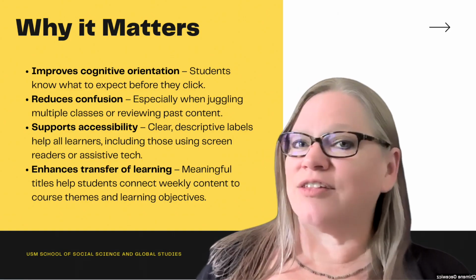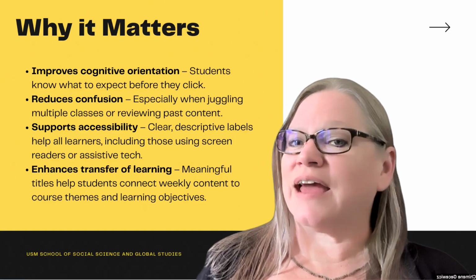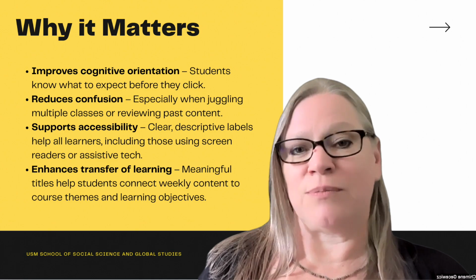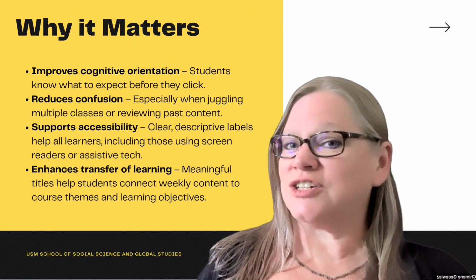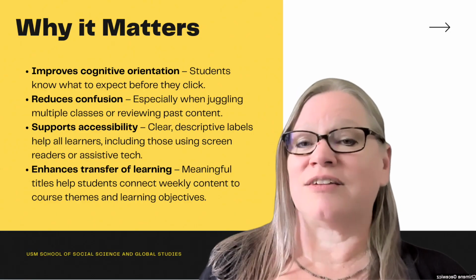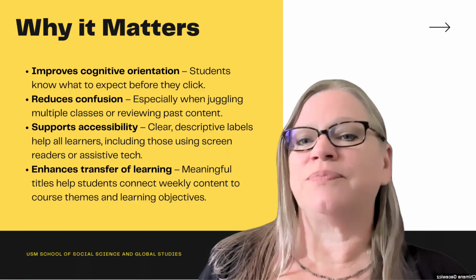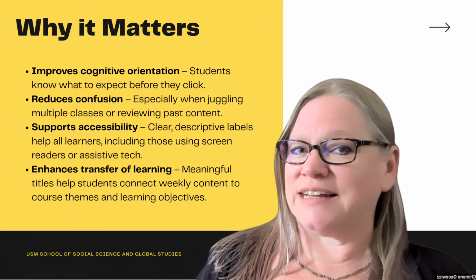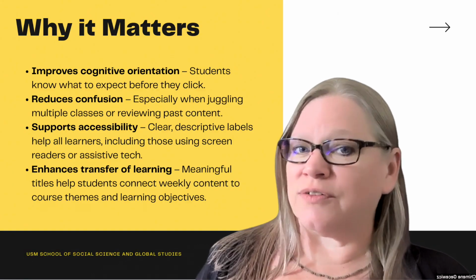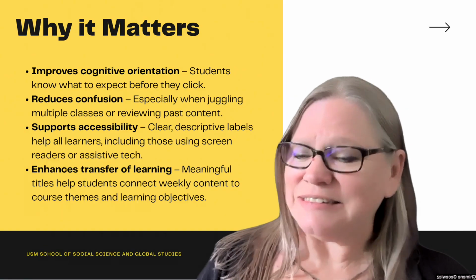And it enhances the transfer of learning. Meaningful titles help students to connect weekly content to course themes and learning objectives. All in all, intentional naming is a small design decision that creates big gains in clarity and engagement. It also reflects your professionalism and pedagogical intentionality. Students notice when things are well organized and when they're not.